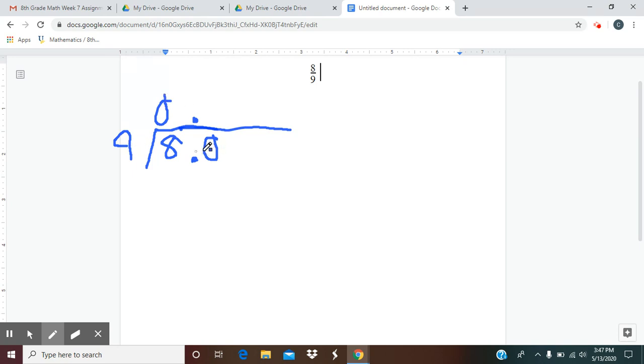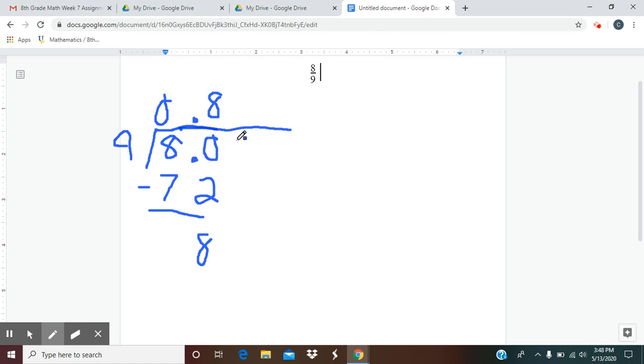Now, how many times can 9 go into 80? 9 can go into 80 8 times. 9 times 8 is 72. Now, I was able to think of that one pretty easily because 9 times 9 is 81, a perfect square. So we're just one below that, so it had to be one below that as well in my answer. 9 times 8 gives me 72. Let's subtract for our remainder, and I'll have an 8.